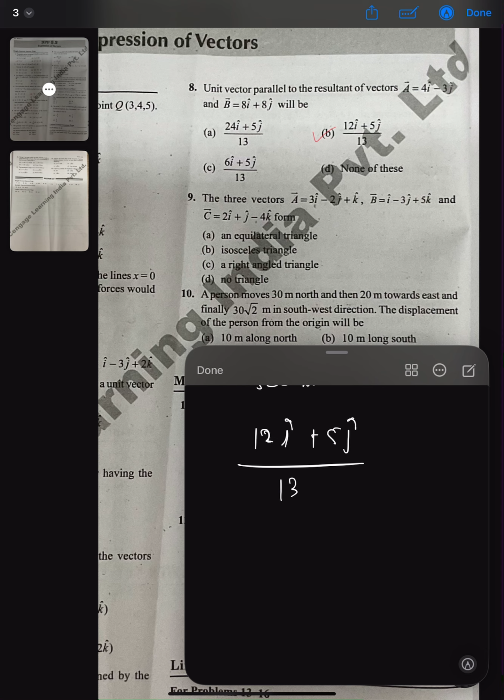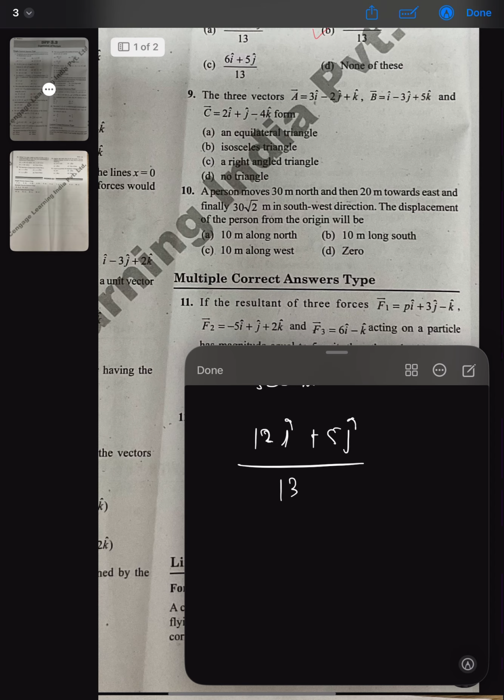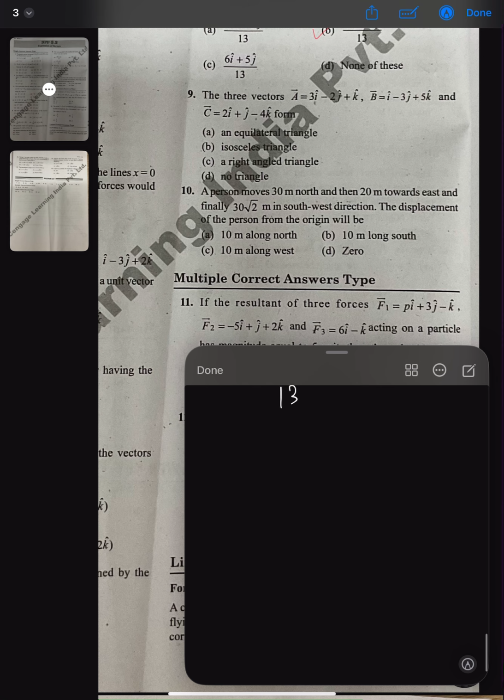If it is not clear, go to the sixth question. There are 3 vectors A, B, C. Again, you have to check. It is talking about a triangle. The triangle has 3 sides, and it can be an equilateral triangle, isosceles triangle, or right angle triangle. So you know the conditions for equilateral, isosceles, and right angle triangle. So just find the sides. The sides are the magnitudes.